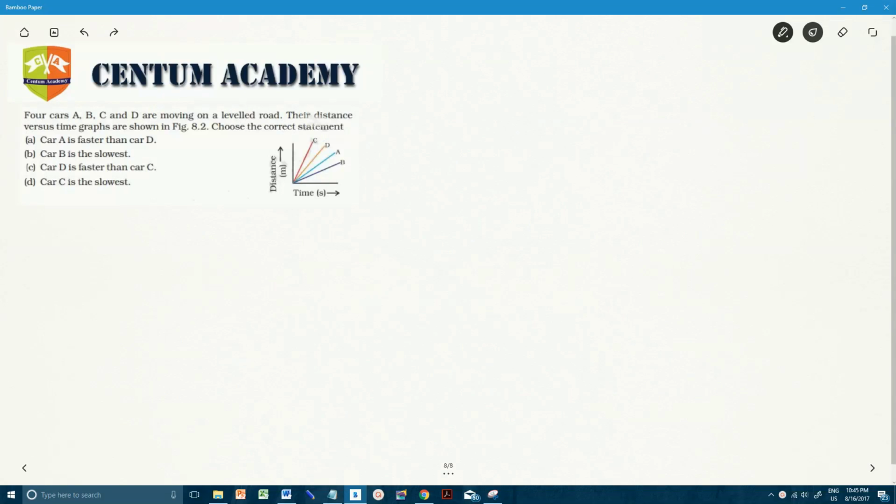Hi. So in this question we have been given four distance time graphs of four different cars, and we have to find out which car is moving with the fastest speed, highest speed, and which car is moving with the slowest speed. So basically we'll have to arrange these four cars in order of their speeds.